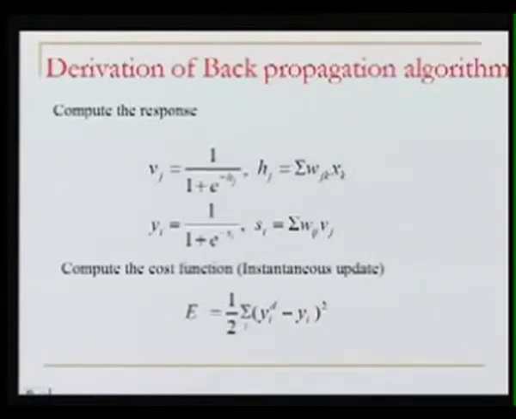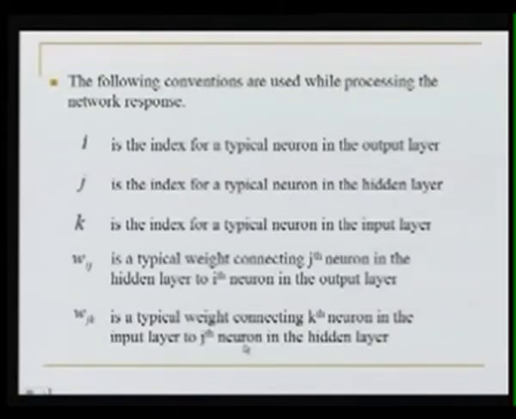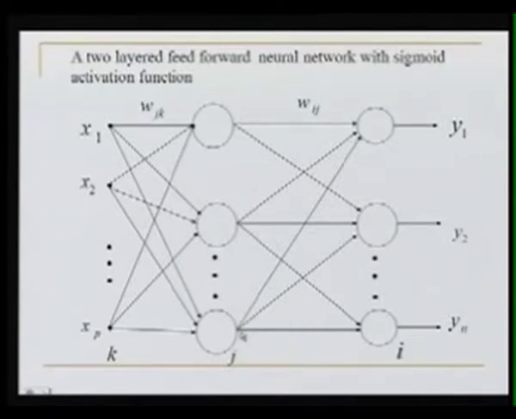Now, derivation of the back propagation algorithm. First, as I said, you allow the input to pass through the network and compute the responses y1, y2, yn. To compute y1, y2, yn, we assume that the hidden units have outputs v1, v2, v3, and these outputs are first computed. Using the output of the hidden units, the output of the output layer is computed. Just for clarity, again I say all these neurons are sigmoidally activated, meaning they use the sigmoid activation function.